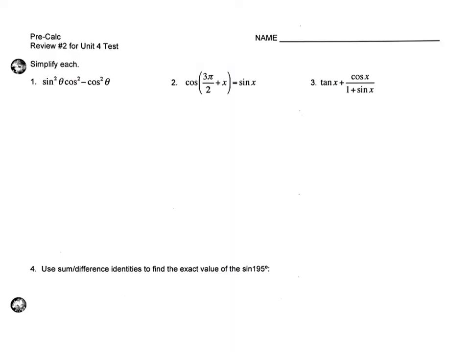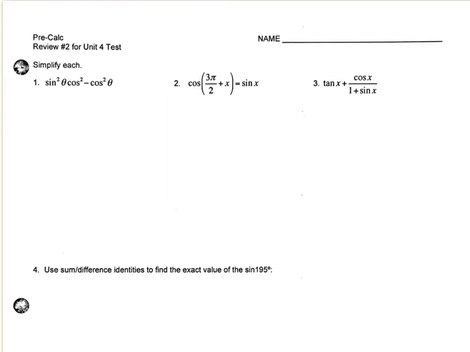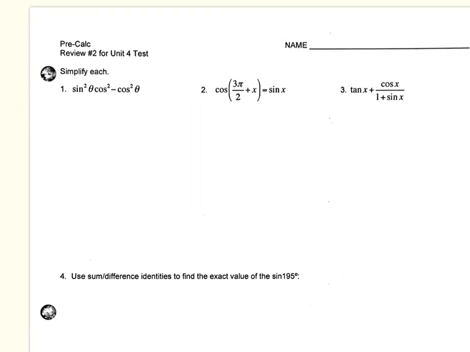Best part about this video is no more trig identities after this. So on the test, it's 10 multiple choice questions. Two questions are simplify. And remember, they're multiple choice, so you're going to kind of know if you're in the ballpark or not.